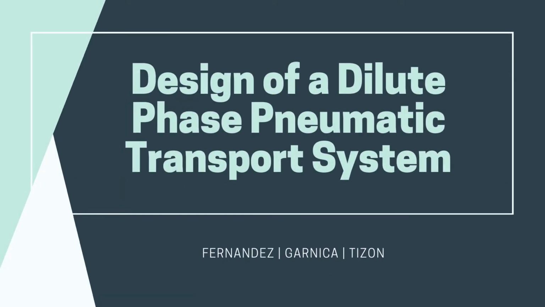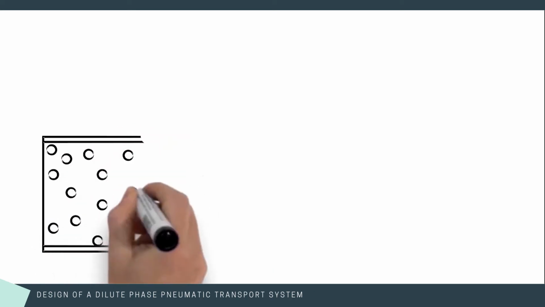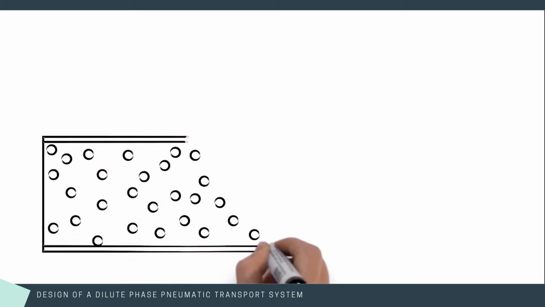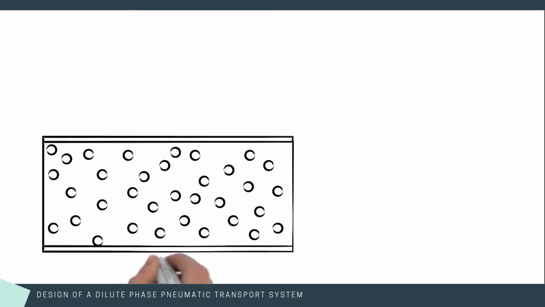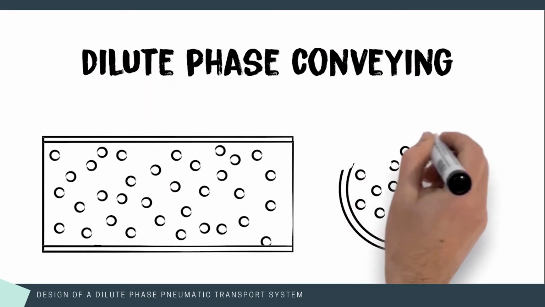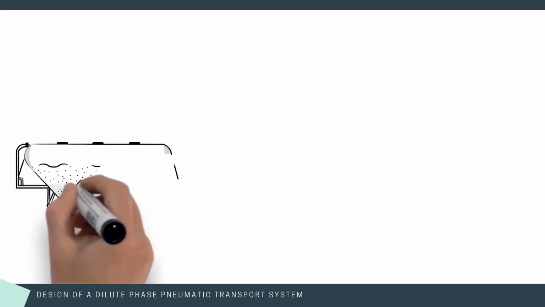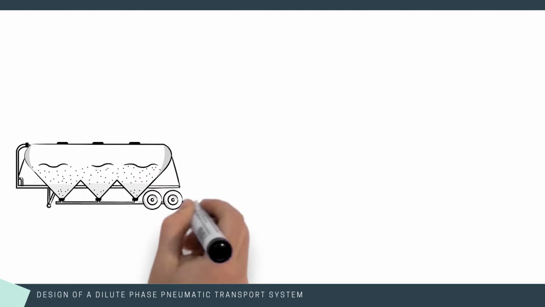Good day everyone! Today, we will present the design of the dilute phase pneumatic transport system using Excel. The design of the dilute phase transport system involves selection of a combination of pipe size and gas velocity to ensure dilute flow, calculation of the resulting pipeline pressure drop, and selection of appropriate equipment for moving the gas and separating the solids from the gas at the end of the line.